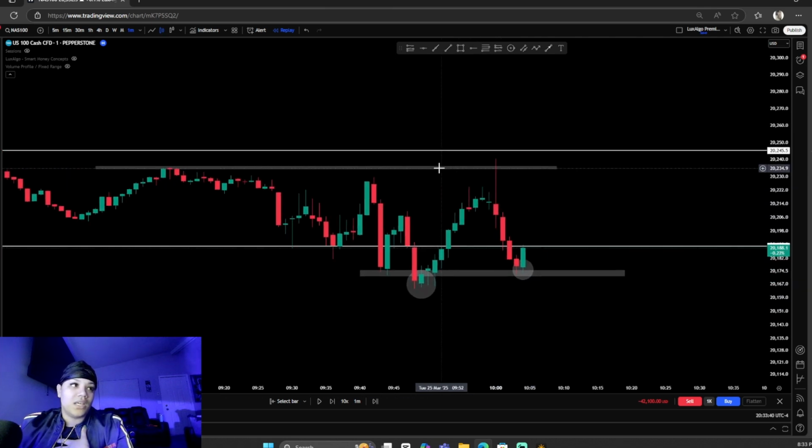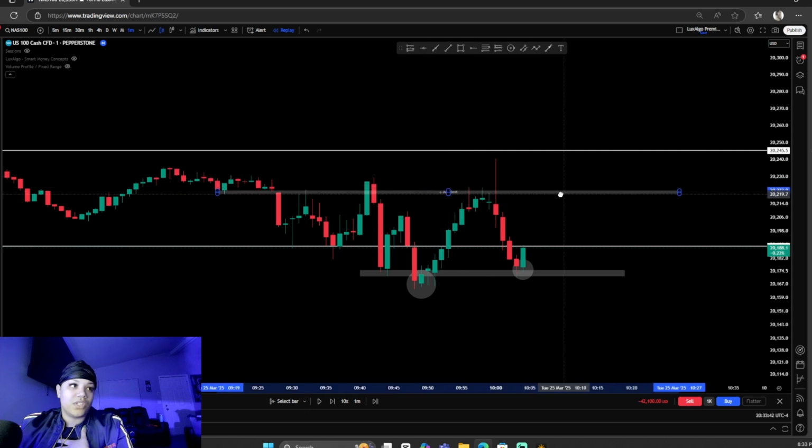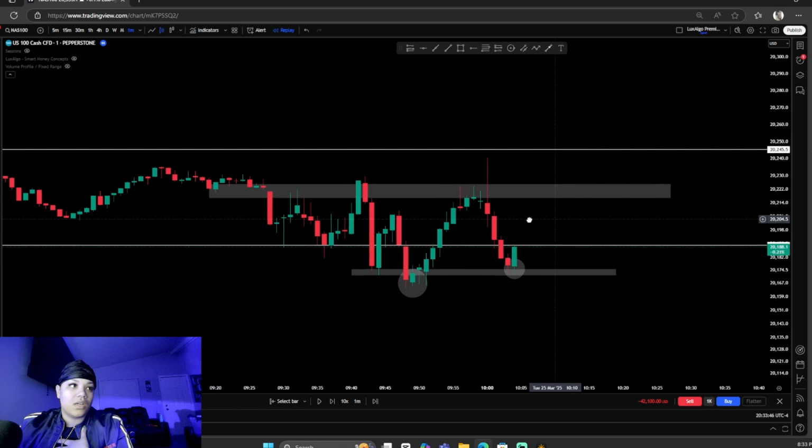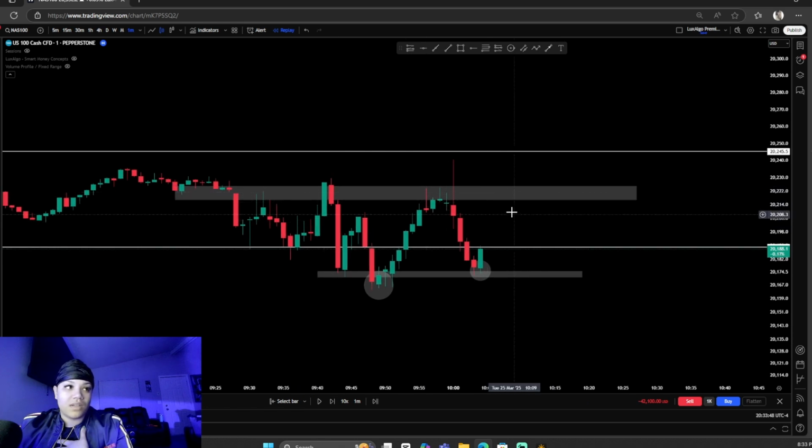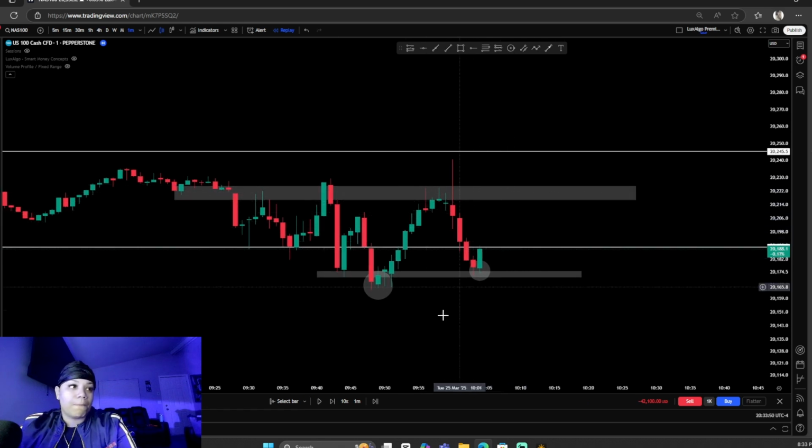And this is the previous structure area right here, the previous resistance. So if price breaks above this level, then I can enter for a buy.